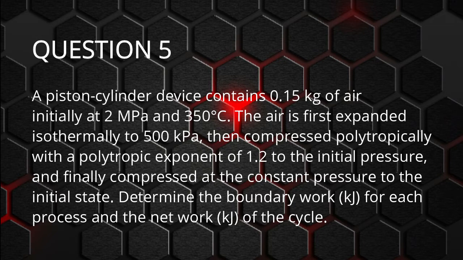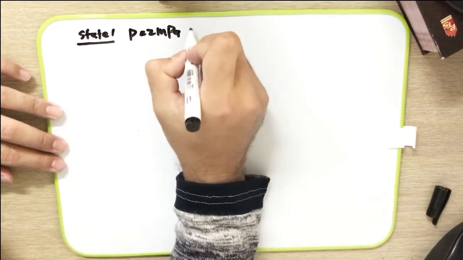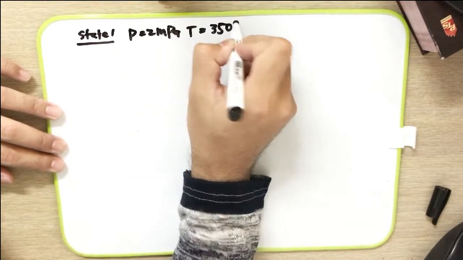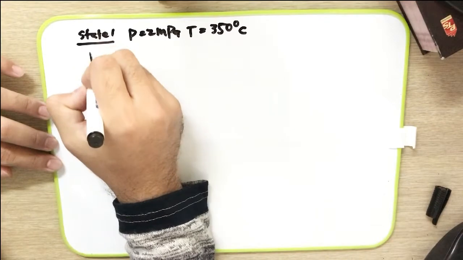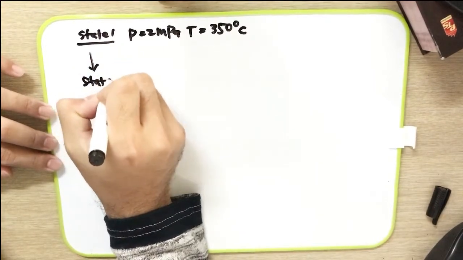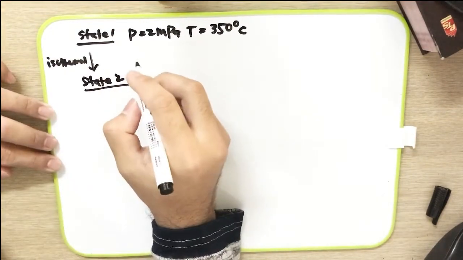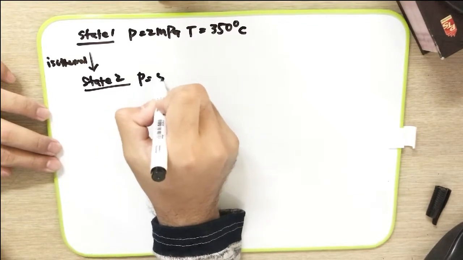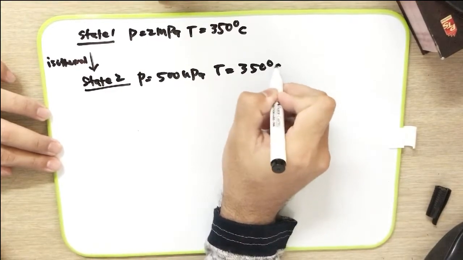From the question, when we read carefully, we can see the air undergoes a cycle with 3 processes. So let us look one by one. State 1. The pressure is 2 megapascal. The temperature is 350 degrees C. Then the air is expanded isothermally. So it will go to state 2, in which it happened isothermally. So for state 2, we have the pressure is 500 kilopascal and the temperature is still 350 degrees C.